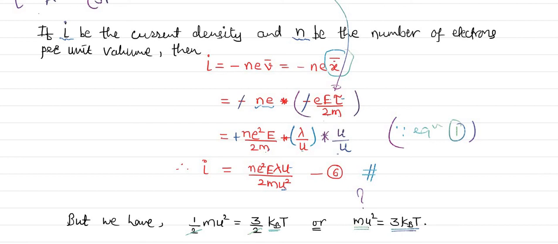Now here u, the electronic speed, we actually don't know in case of the conductor, in case of the metal, but we know the temperature, we know the Boltzmann constant. That means we have to convert our answer in terms of the things which are known to us. So we already know that 3 kB is a constant and T is the temperature, because if you are doing the experiment at room temperature, then at least you know the temperature. Okay, so mu square can be replaced in equation 6 by 3 kBT.